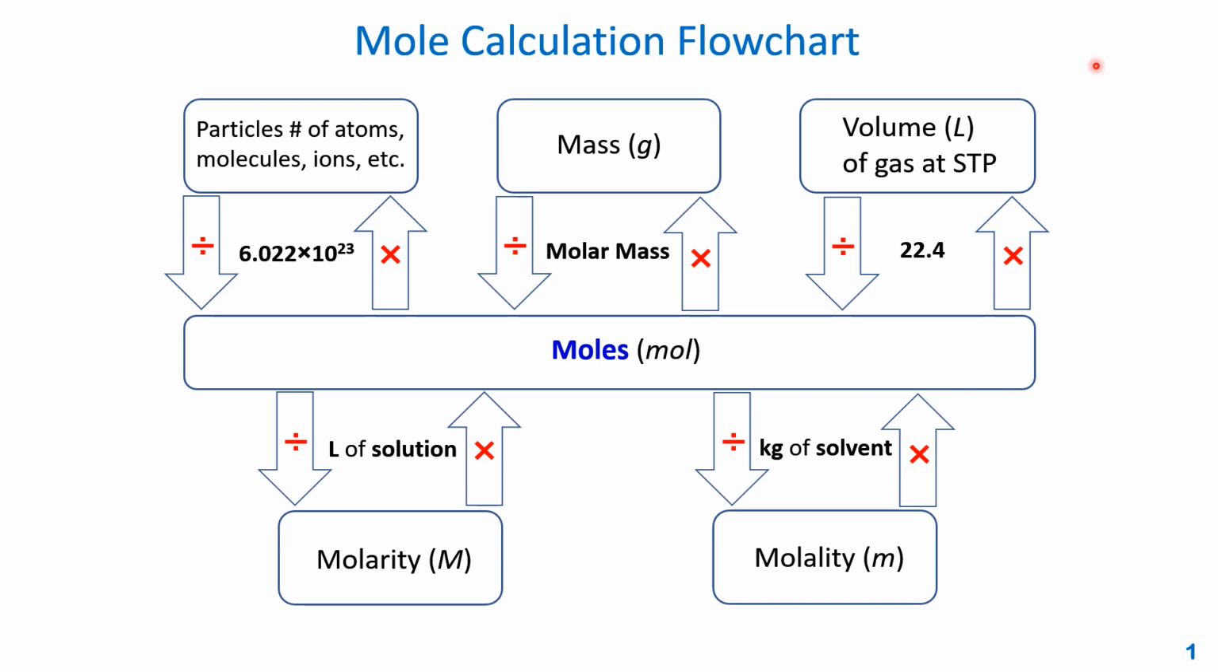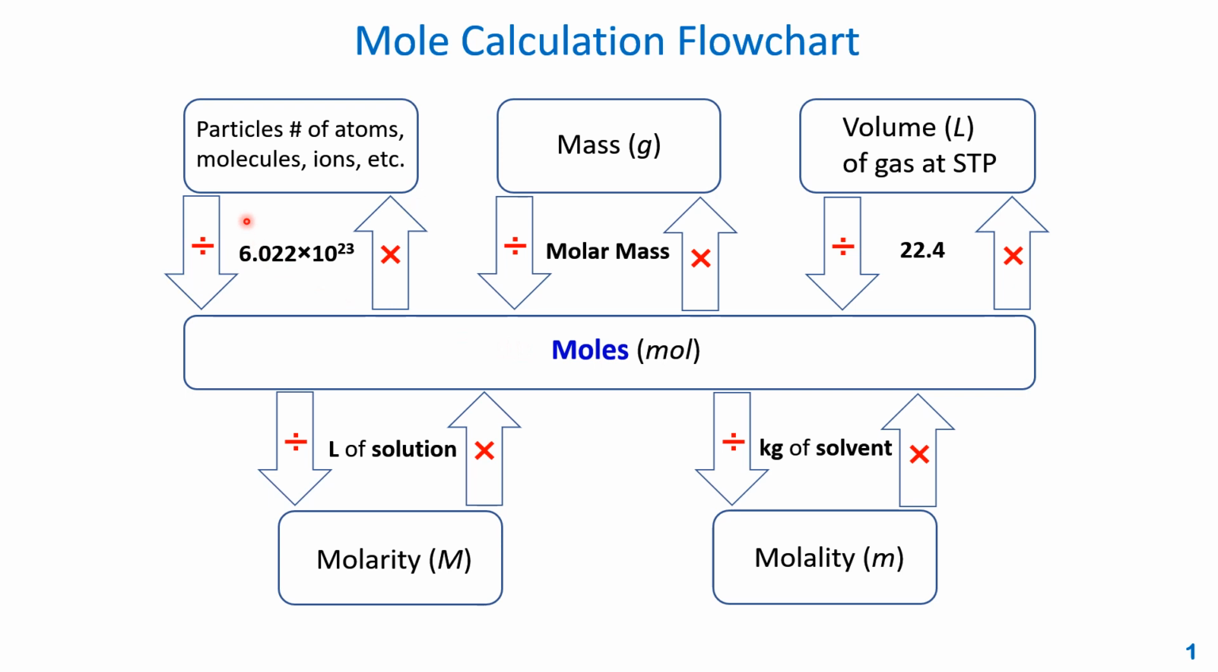Okay, I give you a mole calculation flowchart. You can see the center is mole, and that's the counting term for chemistry. One mole of anything equals Avogadro's number. That is 6.022 times 10 to the power of 23.